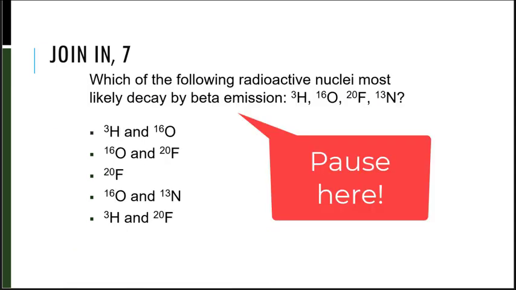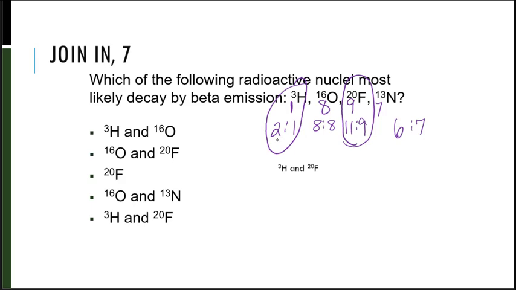Pause the video here. Of these 4 options, the highest neutron to proton count would be the hydrogen and the fluorine. Those are the ones most likely to decay by beta emission. Pause here.